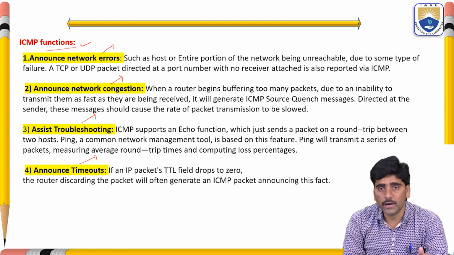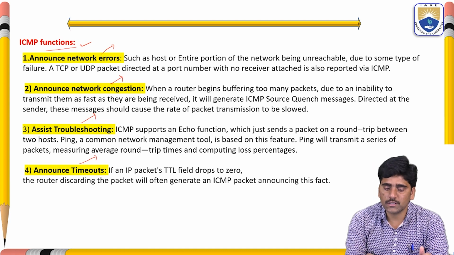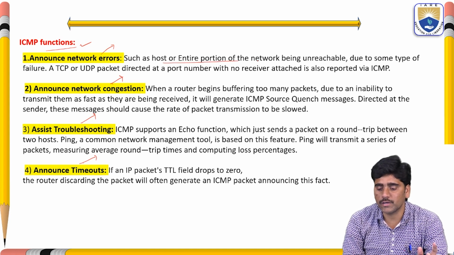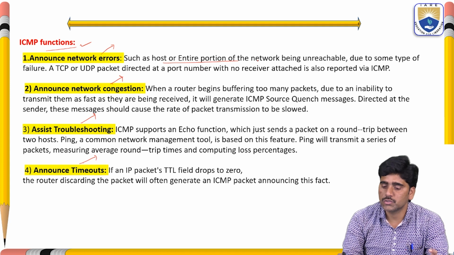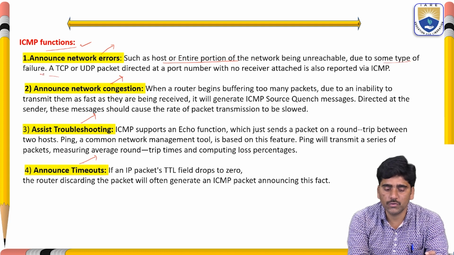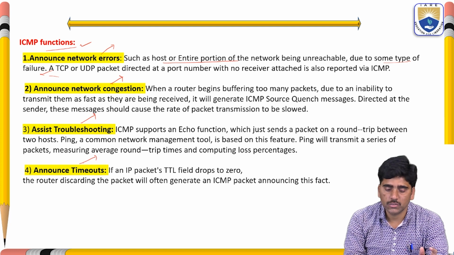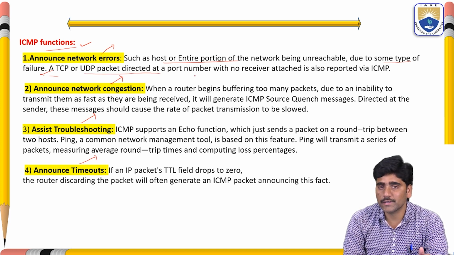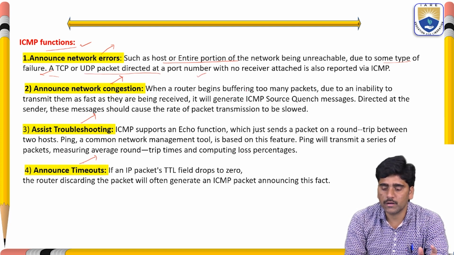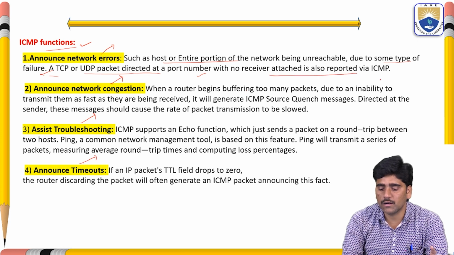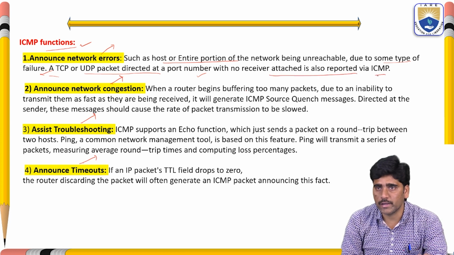Announce network errors, such as a host or an entire portion of the network being unreachable. Due to some type of failure, the network may get an error. A TCP or UDP packet directed at a port number with no receiver attached is also reported via ICMP.